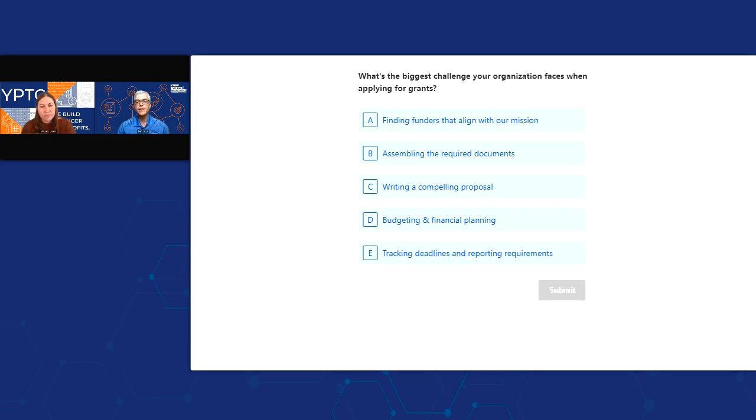So single audit is a test of controls, compliance with uniform guidance for the federal awards that you received, and it's triggered by total expenditures in your fiscal year. So for fiscal years beginning before October 1st, 2024, the threshold was $750,000. After October 1st, 2024, it was raised to $1 million.